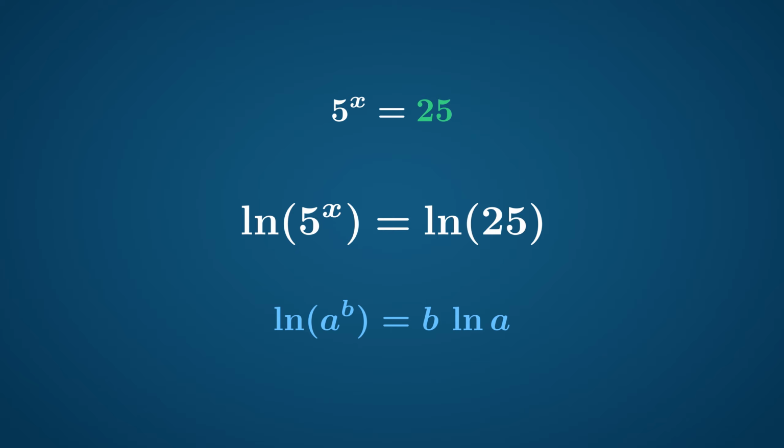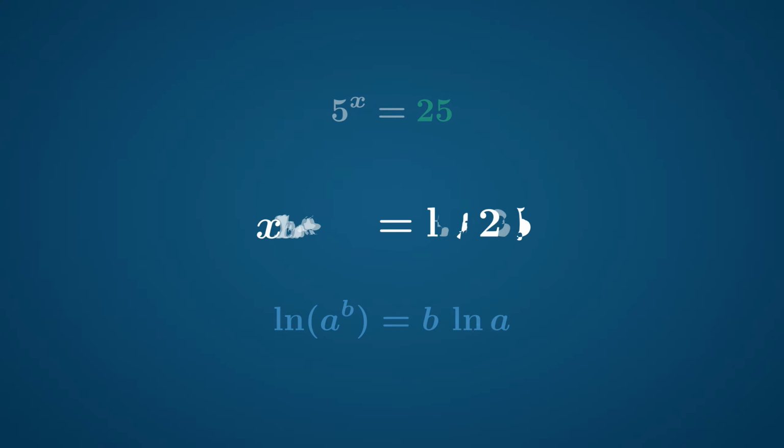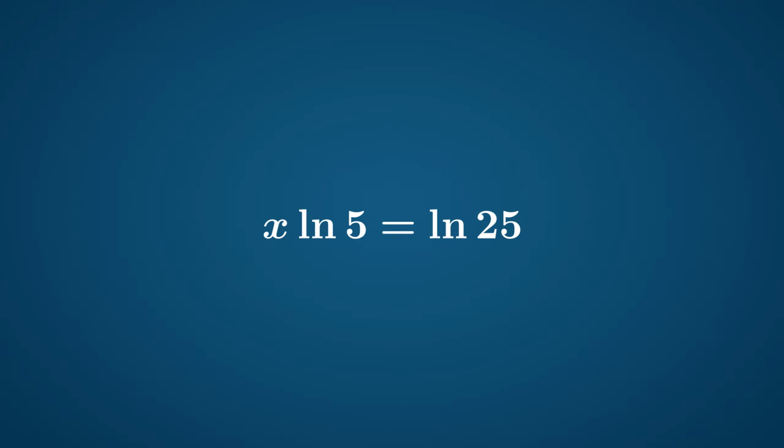This property is called the power rule for logarithms. It says an exponent inside a log can be easily moved. We can take the exponent and place it in the front. It becomes a coefficient multiplying the logarithm. In our specific case, the exponent is the variable x. We move the variable x to the front of the log. This gives x times the natural logarithm of 5. So x times the natural log of 5 equals log 25.